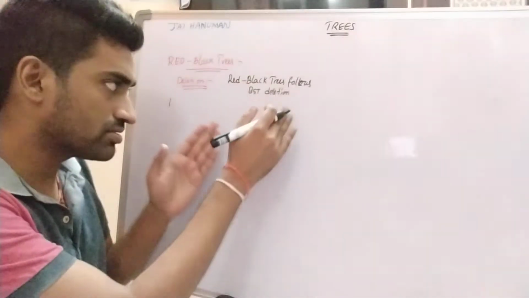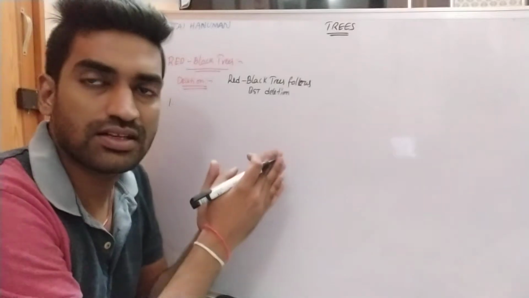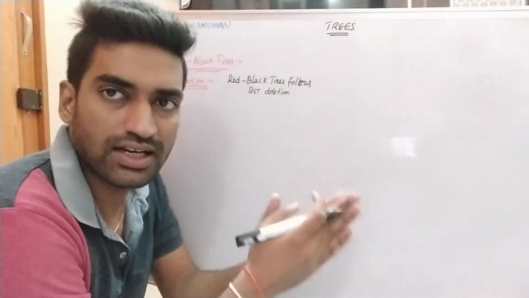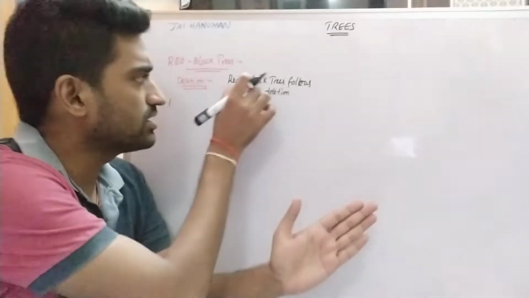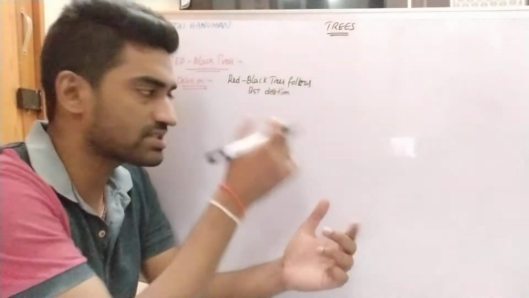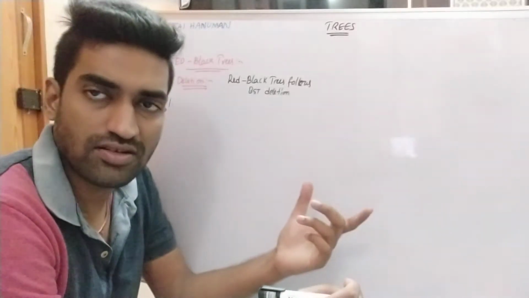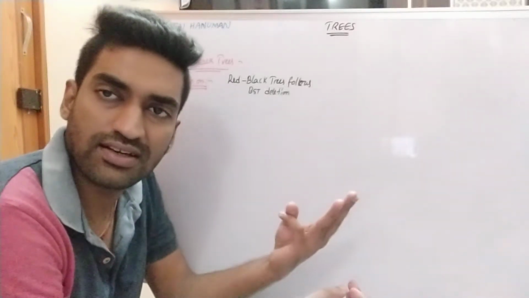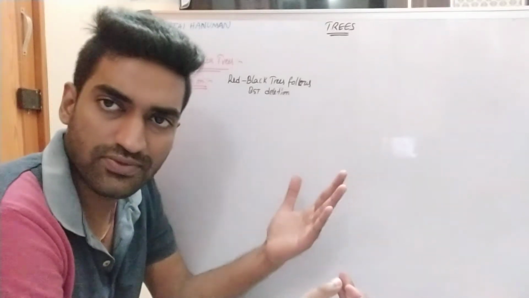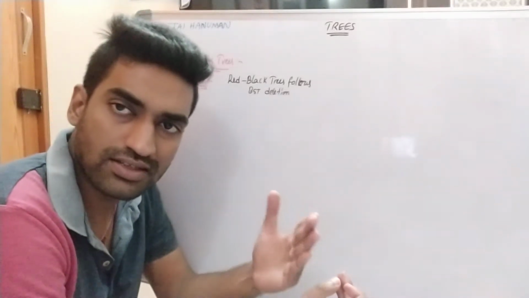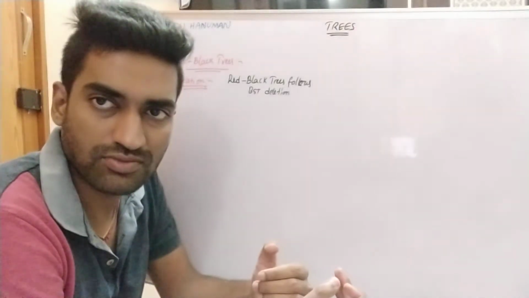In addition to that, we also give each and every node a color, either red or black. What are the possible cases in binary search tree deletion? There are three possible cases. If the deleted node is a leaf node, just delete it. If the deleted node contains only one child, the child replaces the parent position.